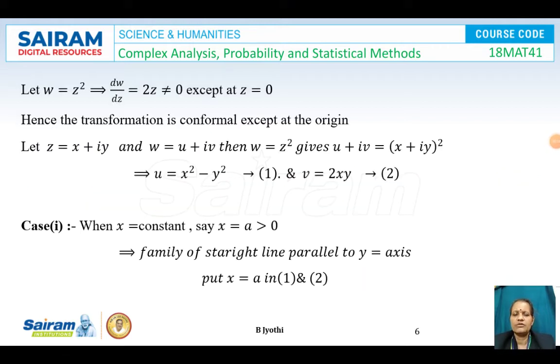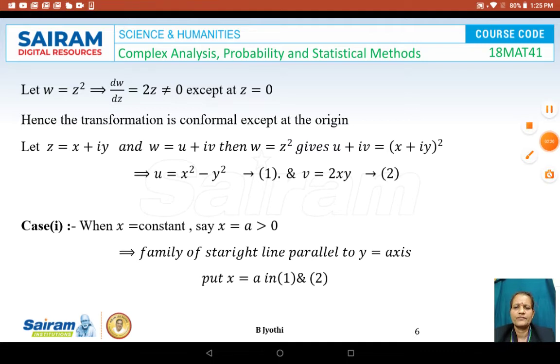So let w is equal to z square, that is dw by dz is equal to 2z, which is not equal to 0 except at z is equal to 0. Hence the transformation is conformal except at the origin.